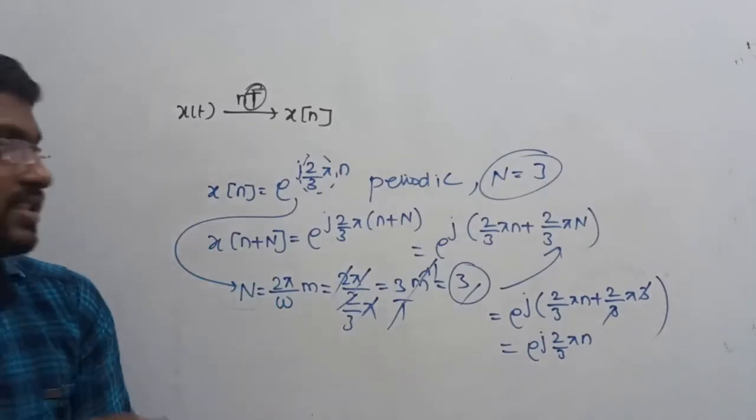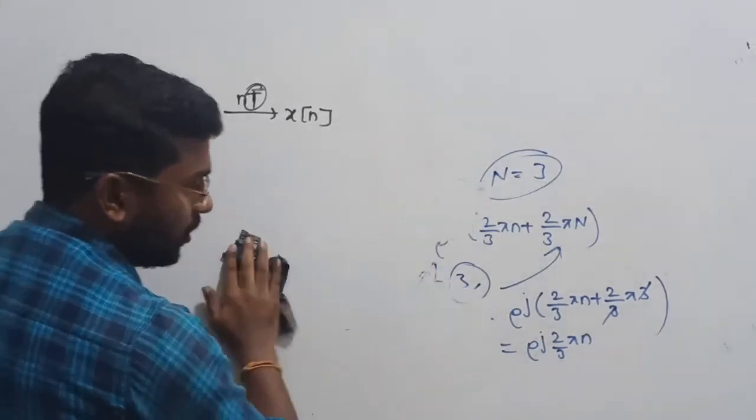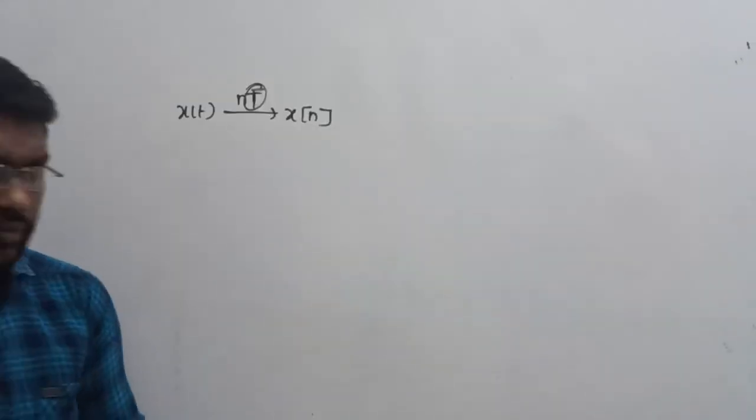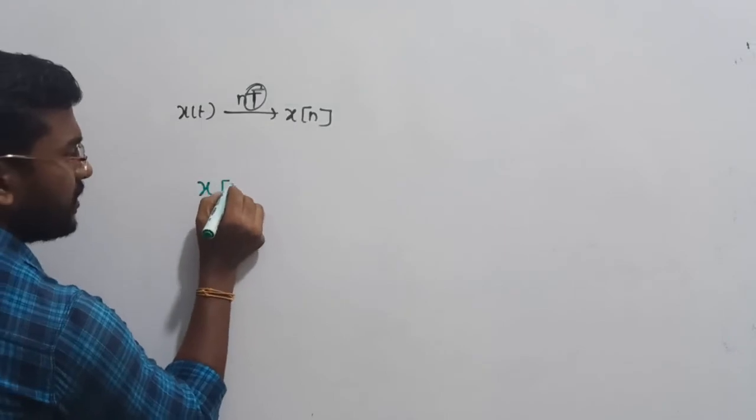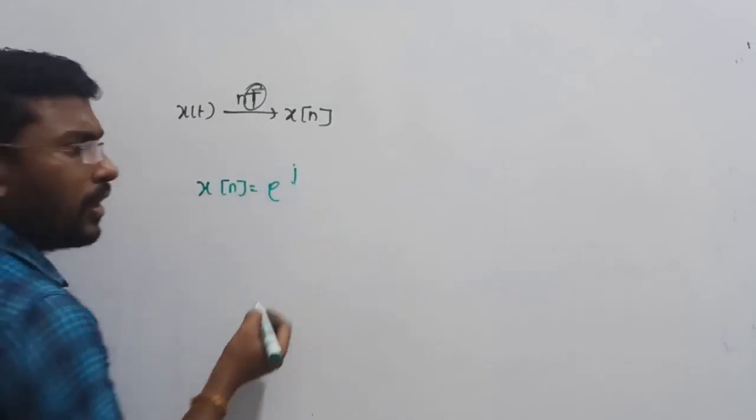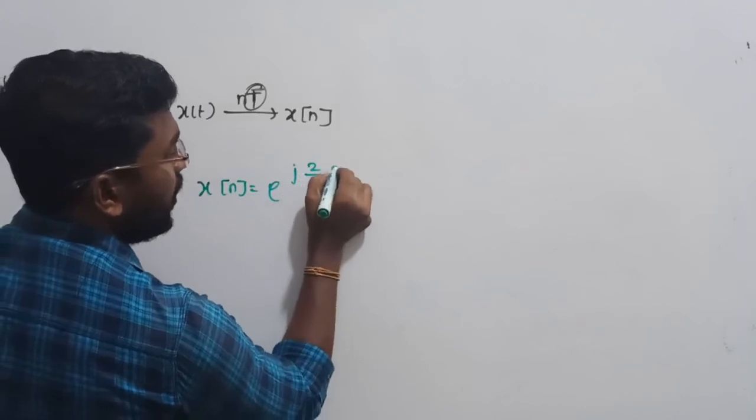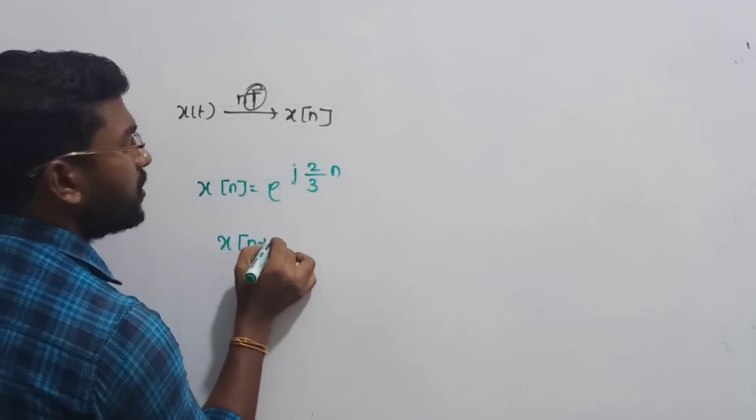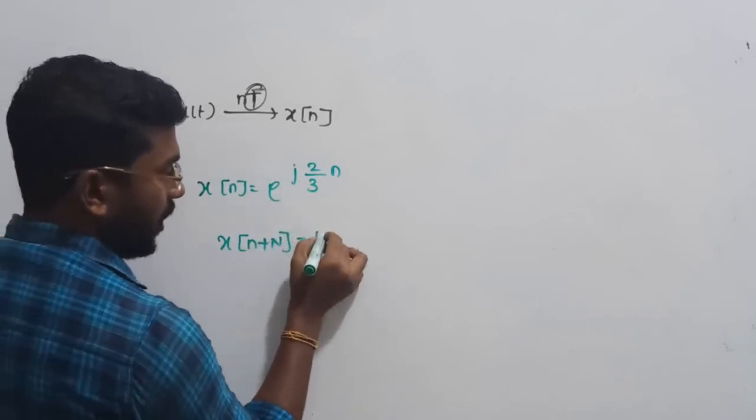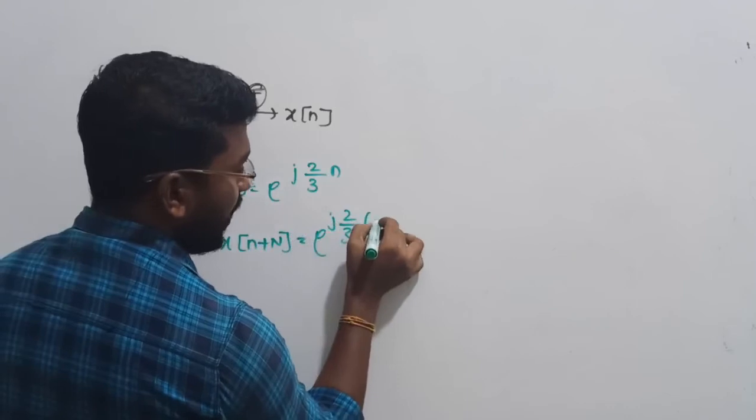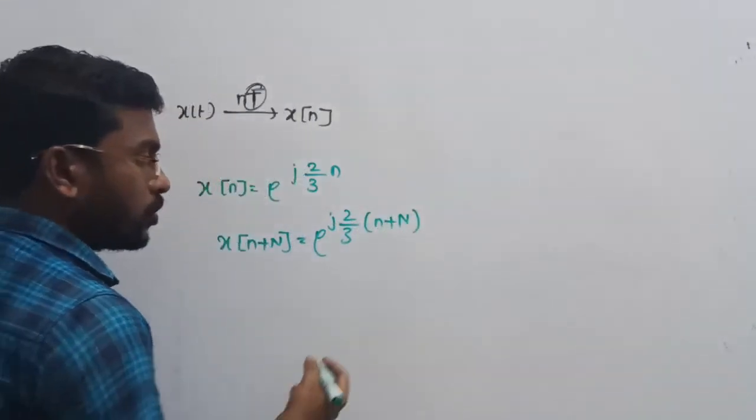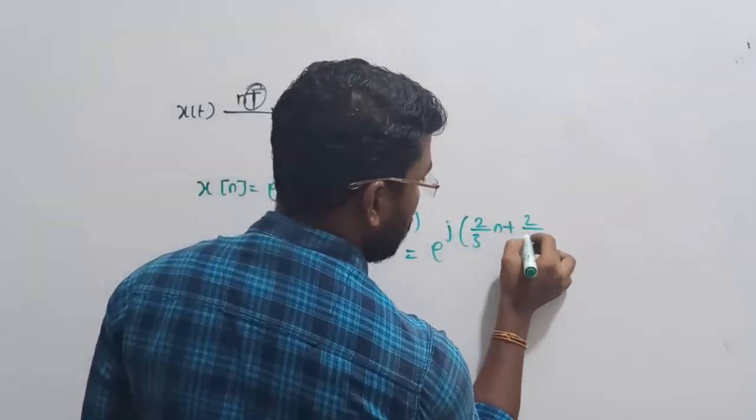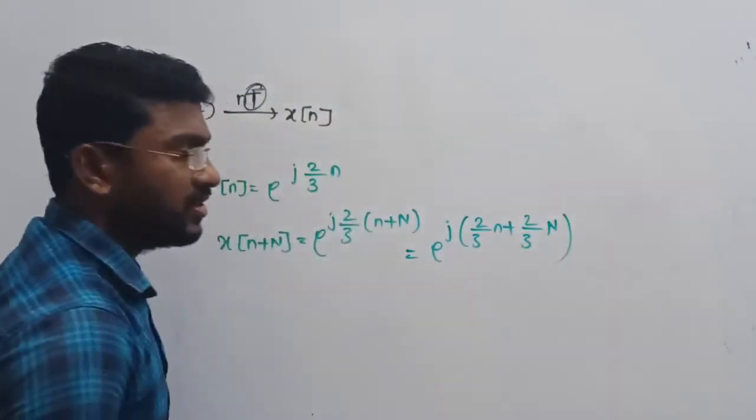Let me take the same example and slightly change the data to get a clearer idea about these periodicity conclusions. Suppose the same function is given, x of n is given as e power j, let me write, just 2 by 3 into n. Shall we proceed now? Yes. Let us find. In order to check whether the given function is periodic or not, let us replace n by n plus capital N. Let me expand this: e power j times 2 by 3 times n, and here I also get 2 by 3 times capital N.